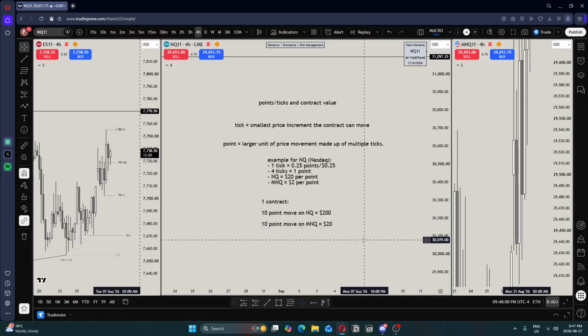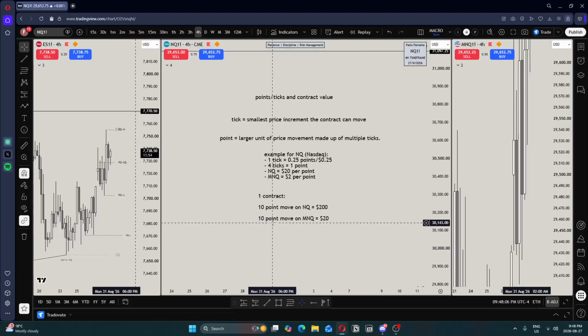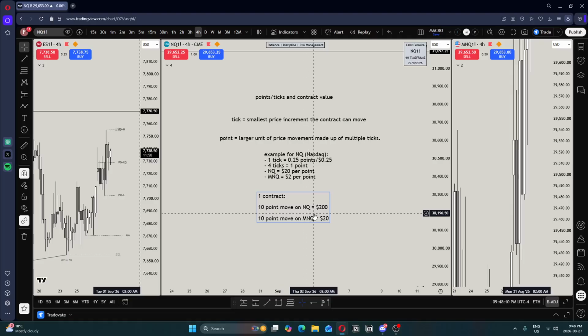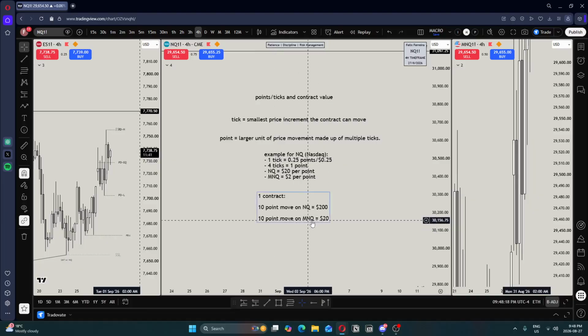So as an example here, one contract for each of these examples. A 10-point move with one NQ contract is $200, $20 per point. A 10-point move on micro NQ, MNQ, is $20, which is $2 per point.